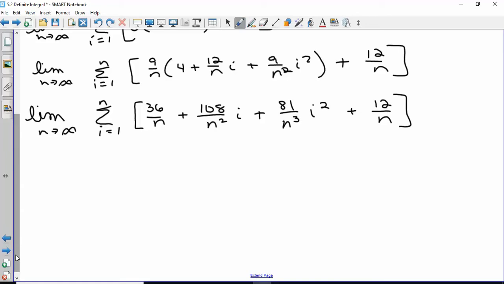You have a couple options. You do have some like terms, the first and last one, if you wanted to add those together. Or you could skip right to the summation formula. So either way, I'll just go ahead and do the summation. 36 over n, it doesn't have an i with it, so it's a constant. So when you add it up, it's 36 over n times n.